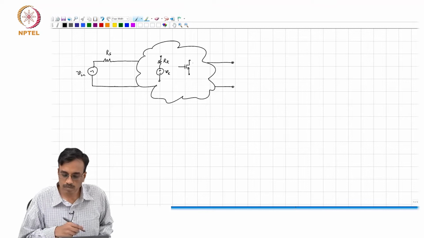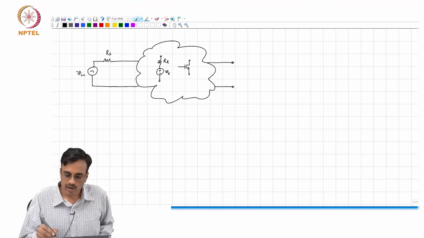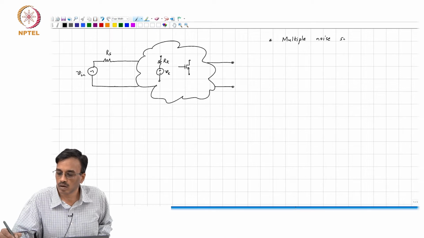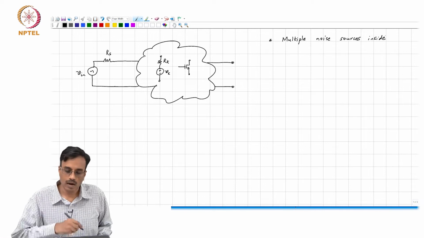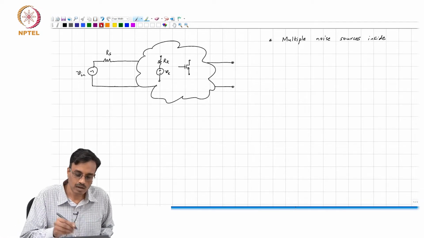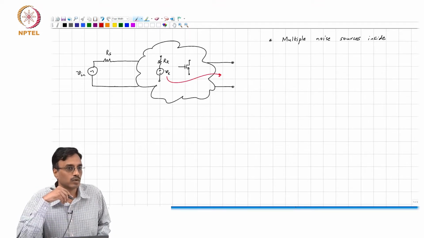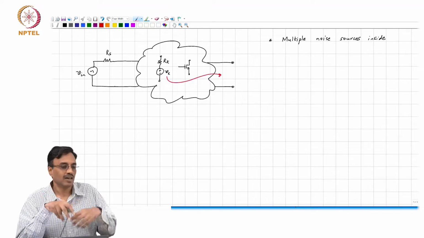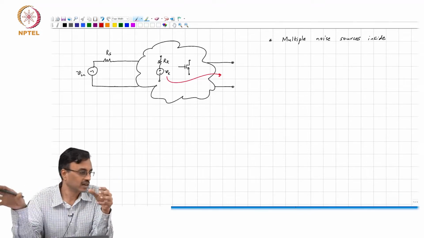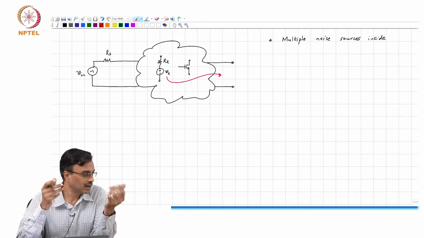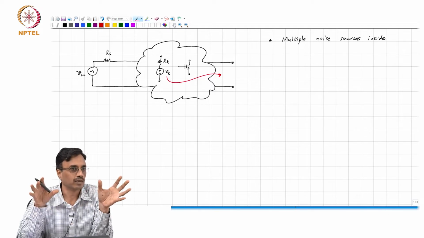This is the output, and so there are multiple noise sources inside. And therefore, associated with each noise source, there is a transfer function from the noise source to the output, right. And all these myriad noise sources go and influence the output in some way, and we know how to calculate the spectral density at the output due to all these noise sources.